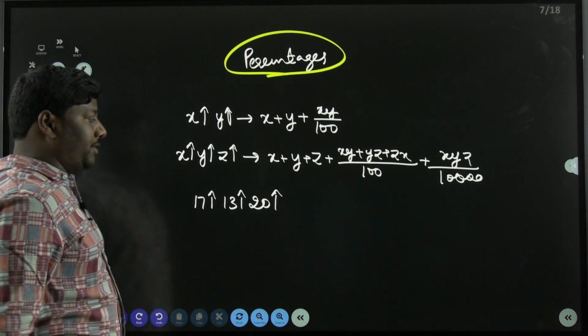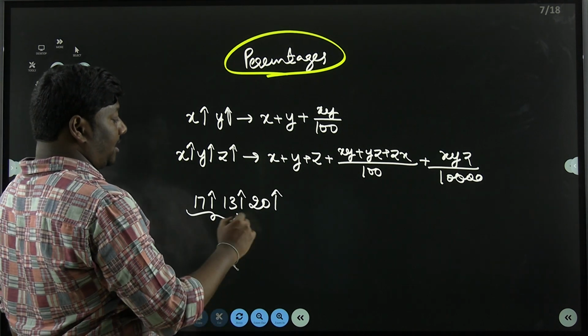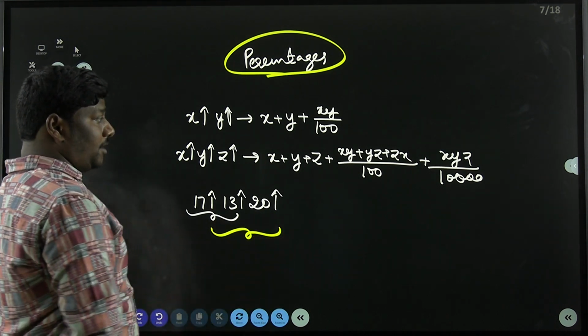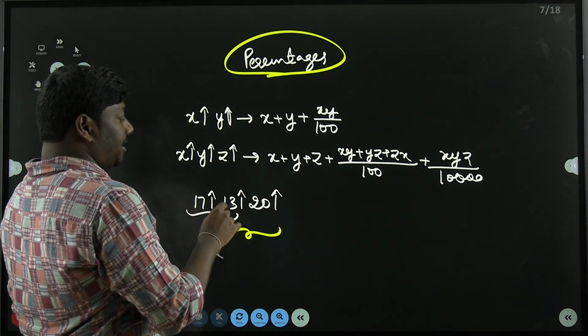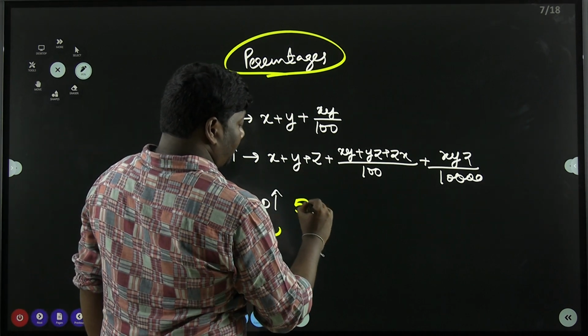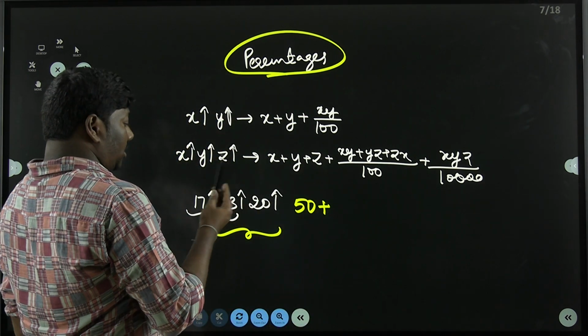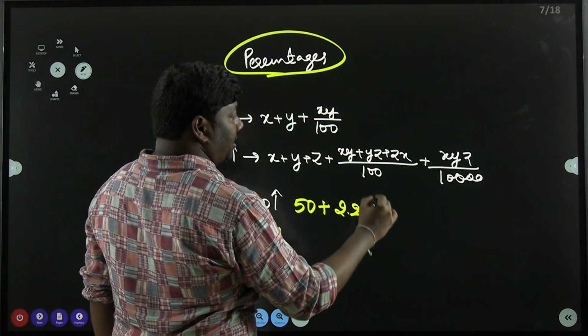You can do it in two different ways. You can apply the first increase to these two, and then apply the third, or else you can apply all three at a time. What happens if I apply it to all three? 17 plus 13 is 30, plus 20 is 50. You can write 50 plus 17 into 13, which is 221. So, you can say 2.21, divided by 100, is there, no?